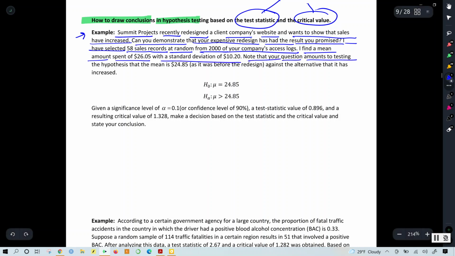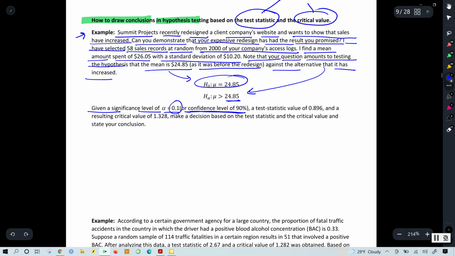Note that your question amounts to testing the hypothesis that the mean is $24.85 as it was before the redesign against the alternative that it has increased from that base amount. Given a significance level of alpha equals 0.1, that since this is 10%, it means we're conducting this test with a confidence level of 90%, a test statistic value of 0.896, and a resulting critical value of 1.328. We're to make a decision based on the test statistic versus the critical value and state your conclusion.